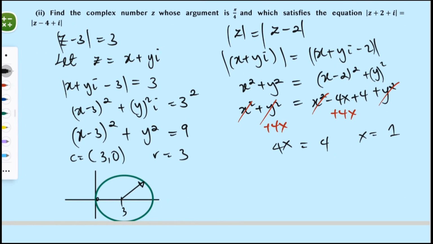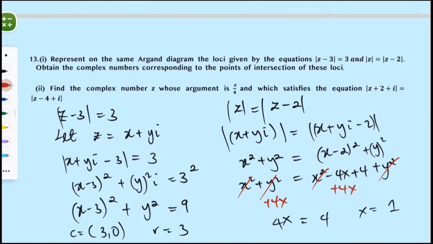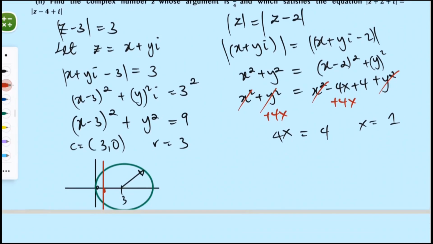Like I said, it can be a curve, it can be anything, it can be a circle. So I'm just going to draw x equal to 1. So if this is 3, 1 must be right over here. It passes through that point. So let's just do it like this. That's the second locus. Next part says obtain the complex numbers corresponding to the point of intersection of these loci.